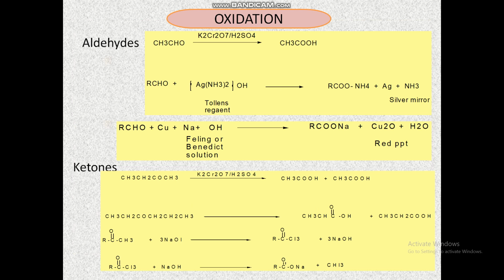Next, oxidation of aldehydes and ketones. Mild oxidizing agents like potassium permanganate, chromic acid, and dilute nitric acid oxidize aldehydes into the corresponding acids. The aldehyde, in the presence of potassium dichromate and acid, produces the acid. Aldehyde gets easily oxidized.